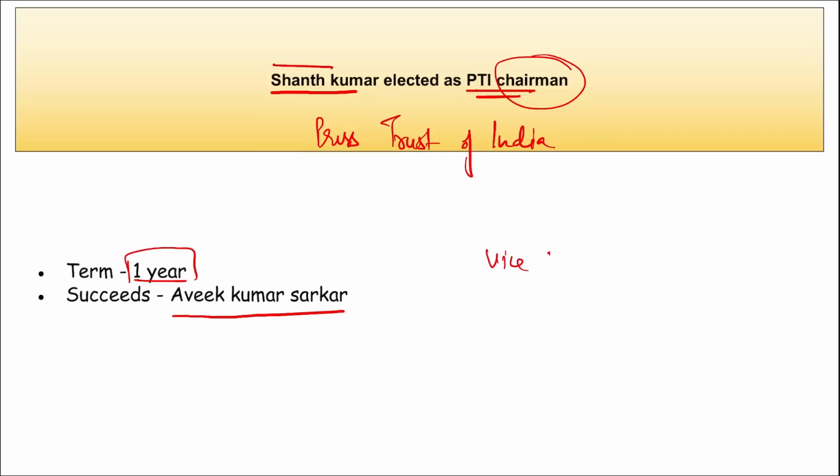Now if we talk about vice chairman, who has been appointed as the vice chairman of PTI? He will be Praveen Someshwar. Correct? And Praveen Someshwar is currently the CEO of Hindustan Times and he has been elected as the vice chairman of PTI. Next, remember, PTI is India's largest and oldest private news agency that was registered in 1947 and it started functioning in 1949.